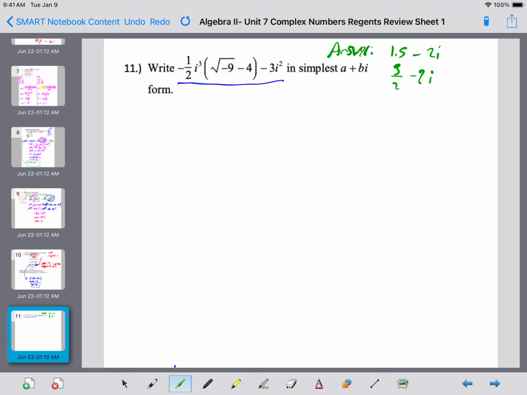Right? We have the answer, but notice this isn't a multiple choice question, so you do have to show your work. So let's try to solve this. We know the square root of negative 9 is 3i, right? So we have negative 1/2 i to the third times 3i minus 4 minus 3i squared.